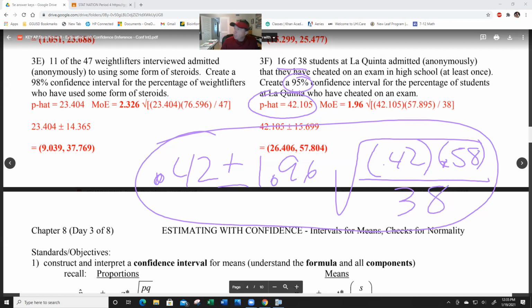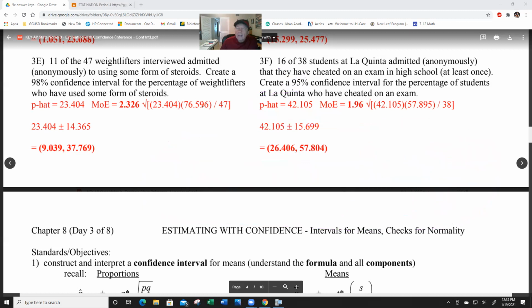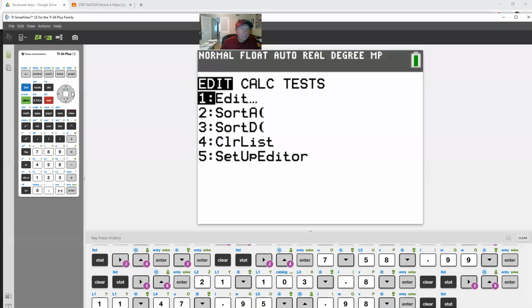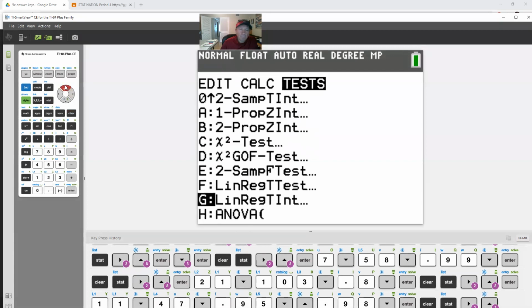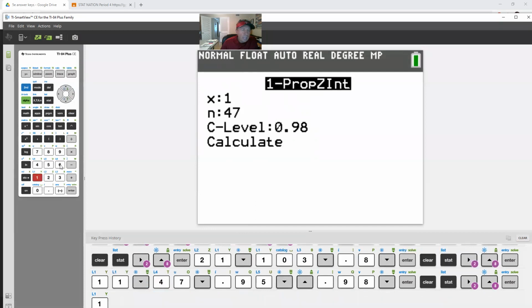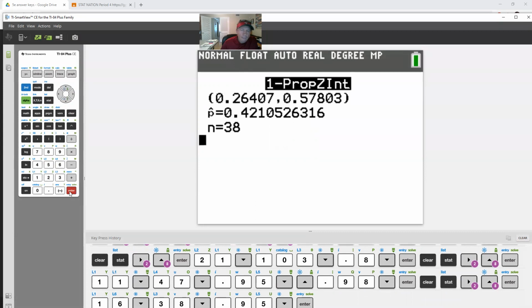But anyhow, let's do this on the calculator. Okay, so it's 16 of 38 at 95% confident. Okay, so stat tests, 1 prop z interval, 16 of 38 at 95% confident. Wow, pretty big margin of error, but there's the estimate. Okay, so go ahead and write that down.